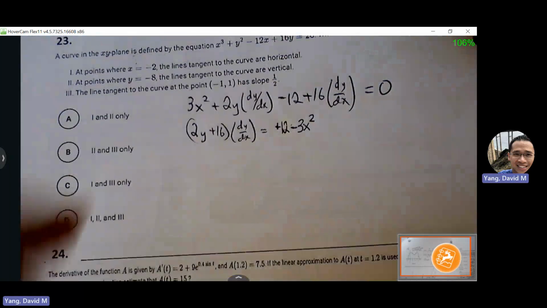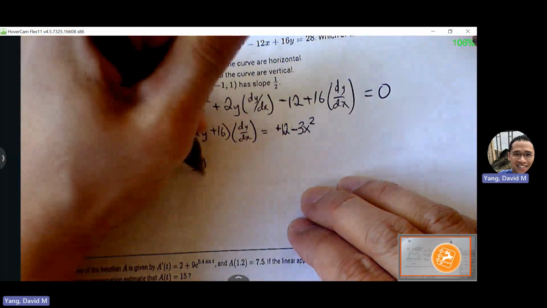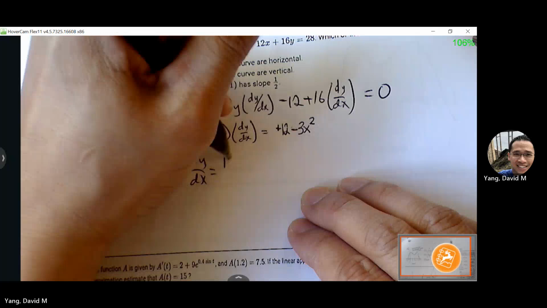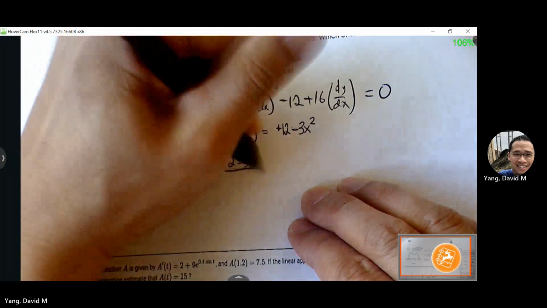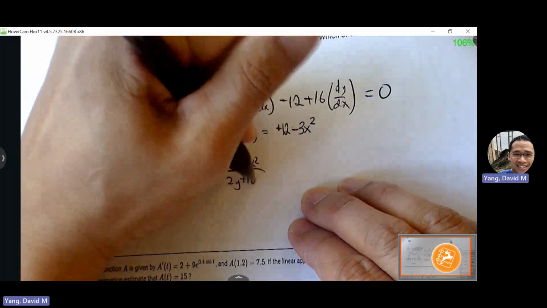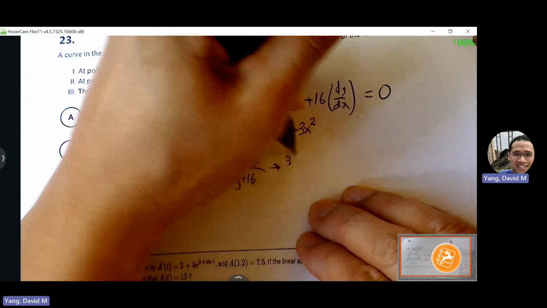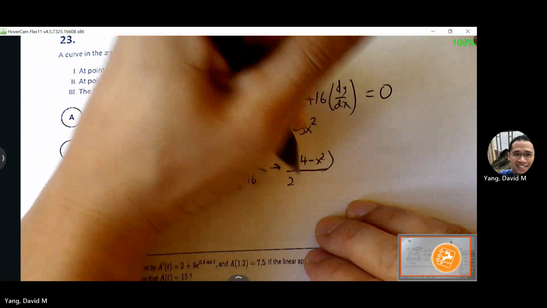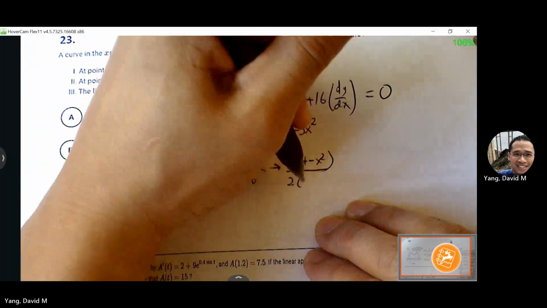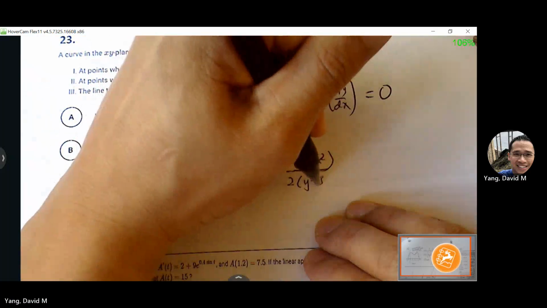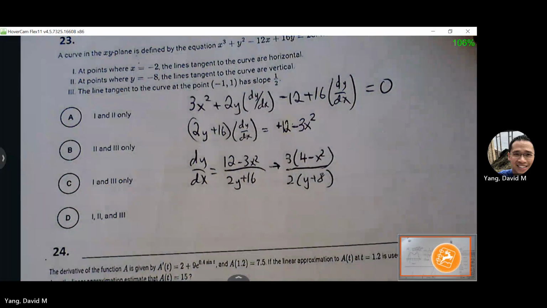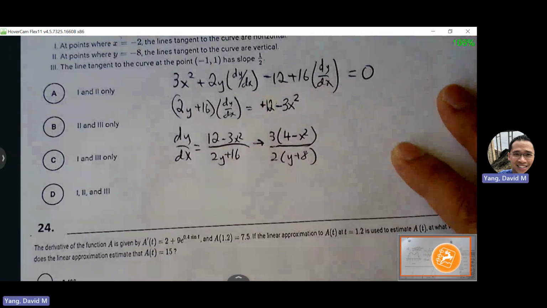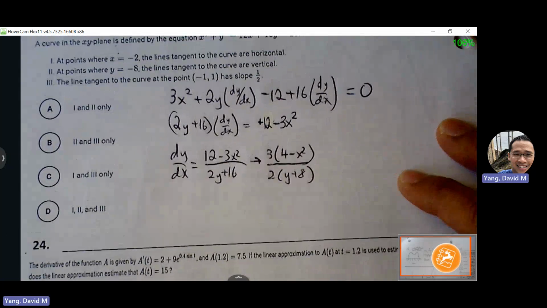Divide both sides by 2y plus 16, get that dy dx by itself. I'm going to just try to clean up as much as I can, factor a 3 out. Okay, so there's my derivative.